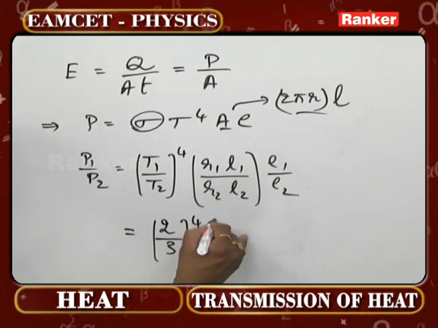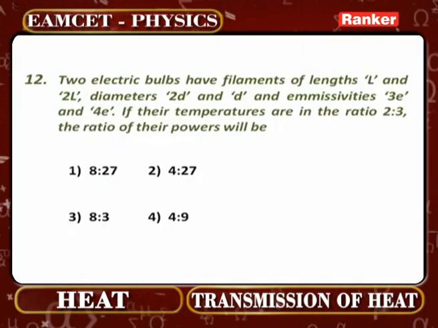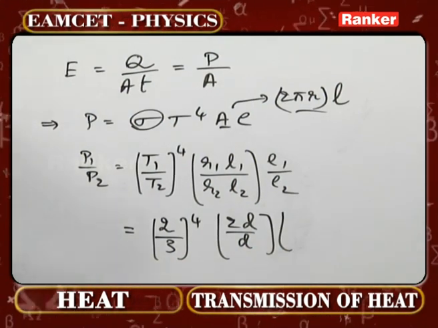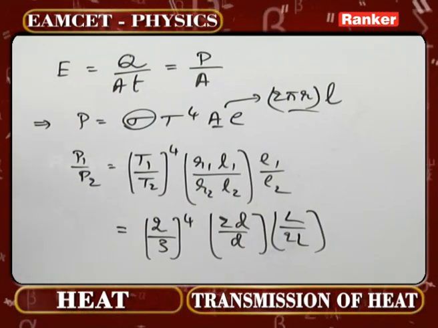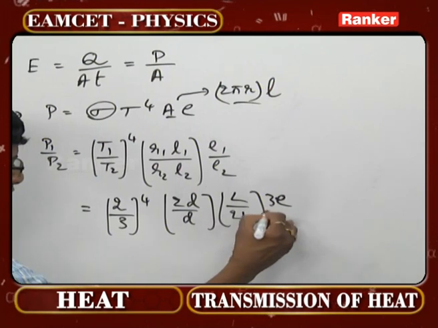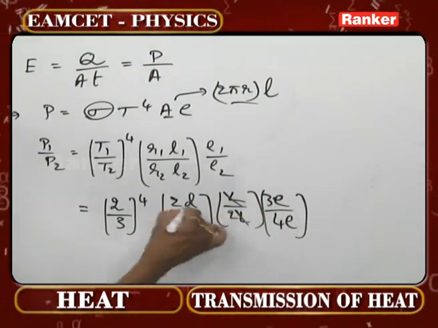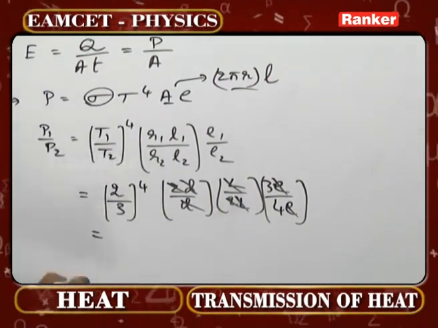That is 1. Into what are the radii he has given you? One is 2D and one is D. Fine. What about their lengths he has given? One is L and one is 2L. Excellent. Then what is the ratio of E values? 3E and this one is 4E. Directly you cut this L here, right? 2 here, D here, E here, straight away. So what is left in this particular case?